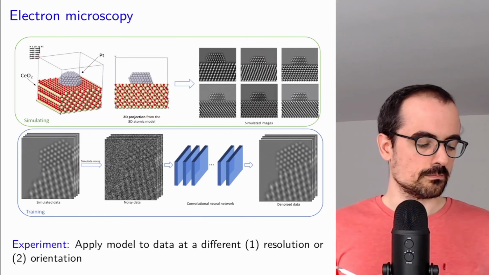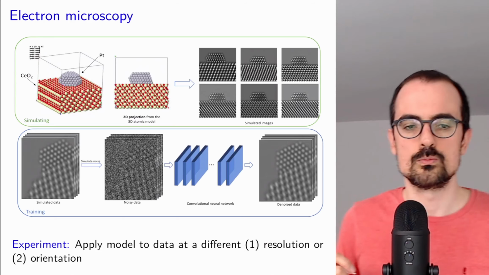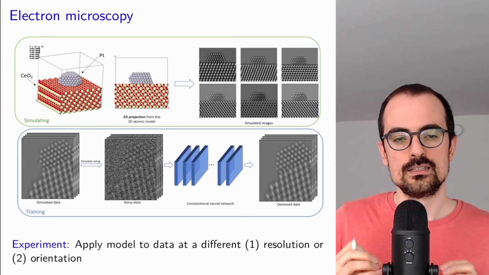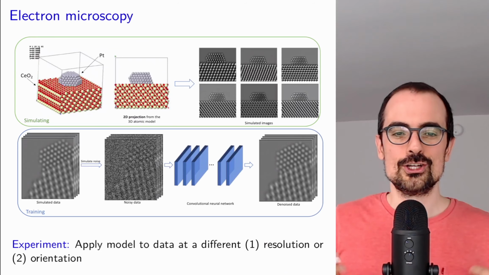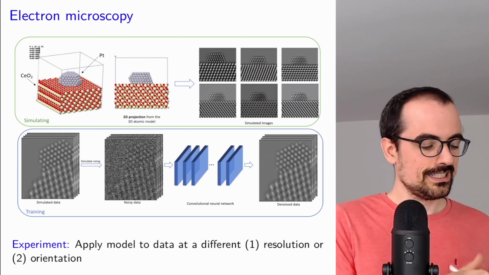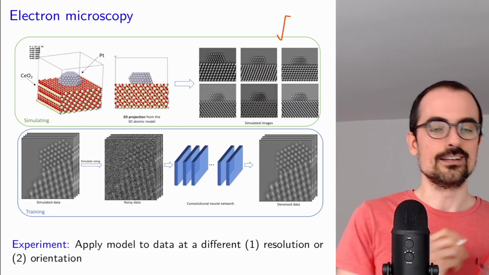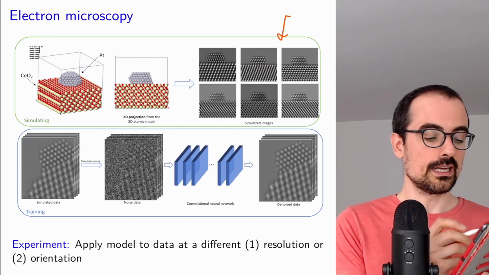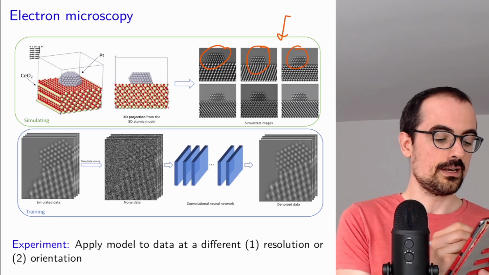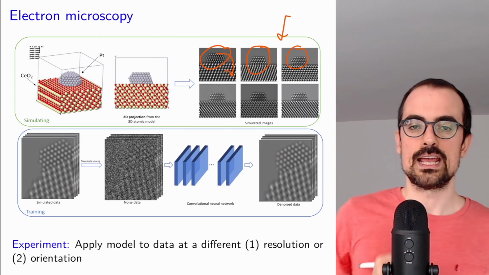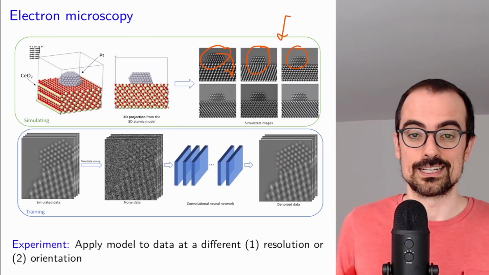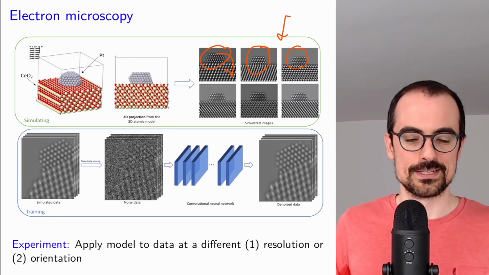Okay, this actually works pretty well, but now let's see what happens if we apply the model to data that are at a different resolution than the ones it has seen during training, or in the case where we consider this nanoparticle structure, what happens if suddenly we rotate everything, to give the image a different orientation. So let me show you what happens.